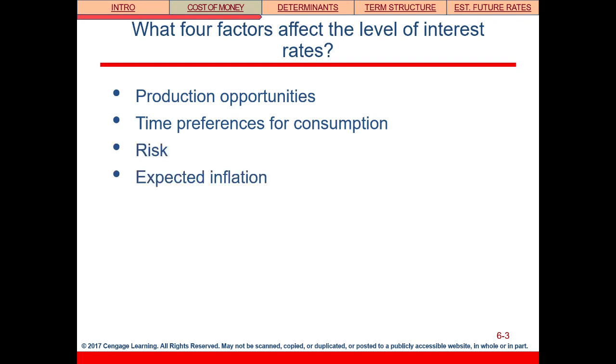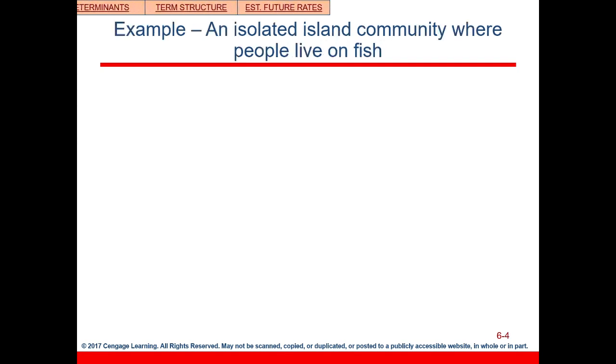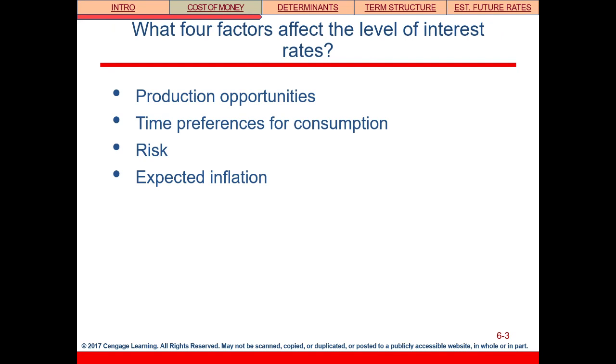Now let's discuss the meaning of interest rates or the cost of money. What are the potential factors that could influence or affect the level of interest rates? Here we listed 4. The first one is production opportunities. The second one is time preferences for consumption. The third one is risk, and the fourth one is expected inflation. Here you don't have to memorize it. I'll give you an example and explain why these are the 4 factors that could influence the interest rate levels.